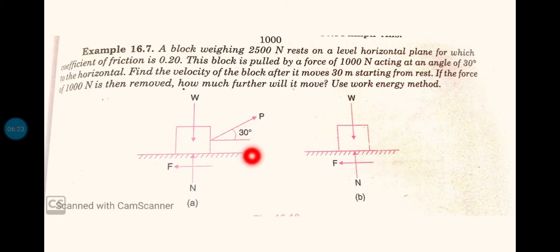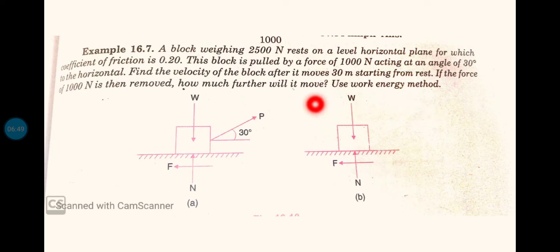You can see that force shown here. The force P is acting at an angle 30 degree. It is pulled, so the force is outward, 30 degree to the horizontal. Find the velocity of the block after it moves 30 meter starting from rest. So it states that initially the body is at rest. We want to find out the velocity after it has moved 30 meters. So distance s is equal to 30 meter and initially u is equal to 0.